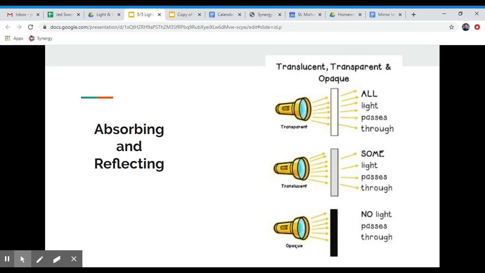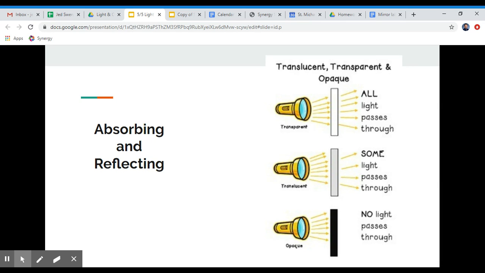So if you have something that's transparent, that's going to be like glass, or the windows on your house. If you have clear glassware in your house that you drink water out of, that's transparent. It lets all light through.